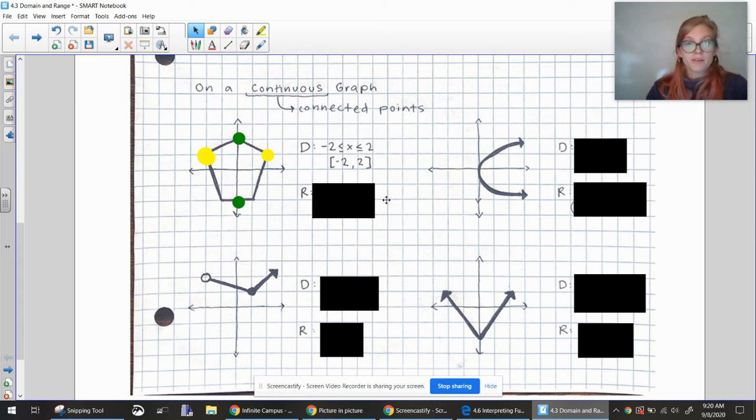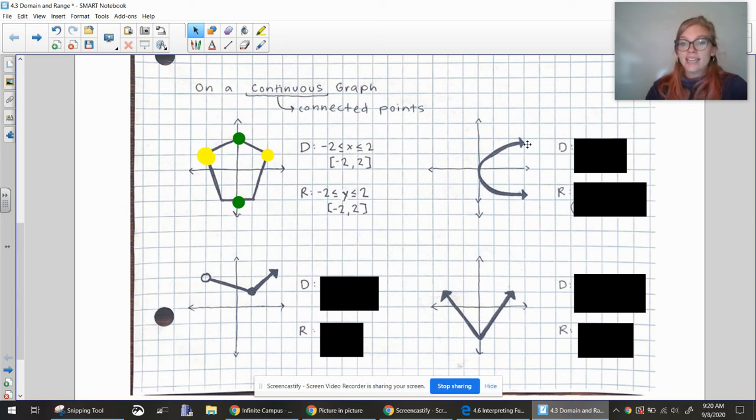And something important to remember is that range is measured with y's because range is measuring our y coordinates. So when we write about it, we're going to say y is greater than or equal to -2 and less than or equal to 2. You can also write it in interval notation. This is our domain and our range.